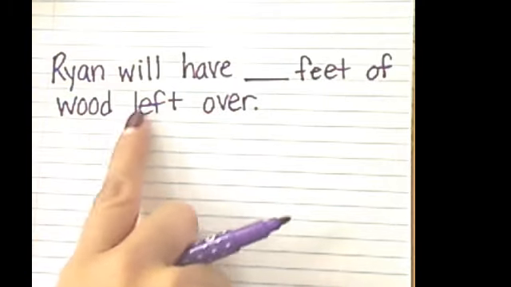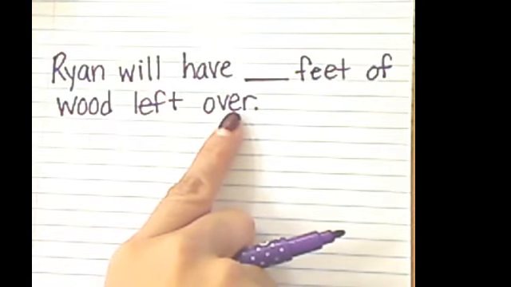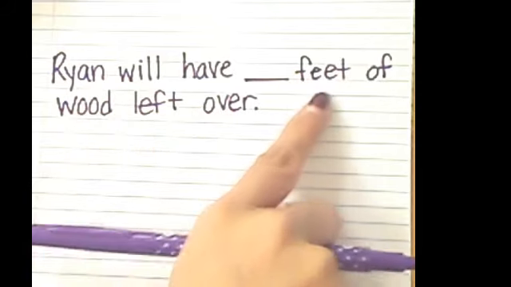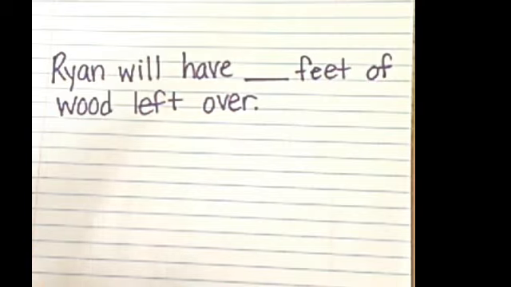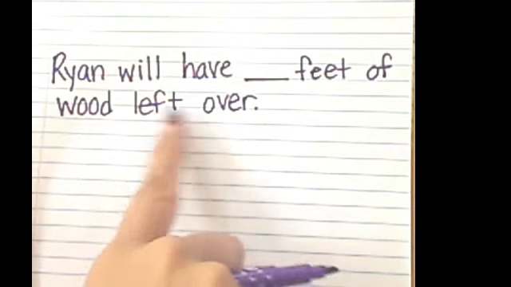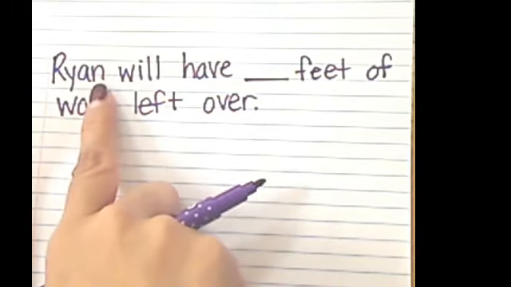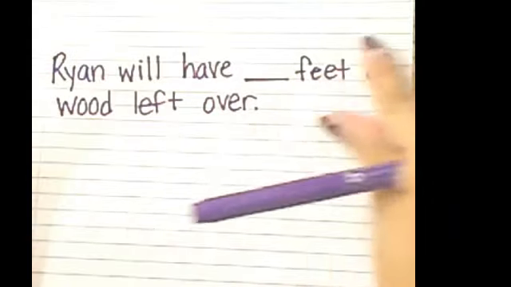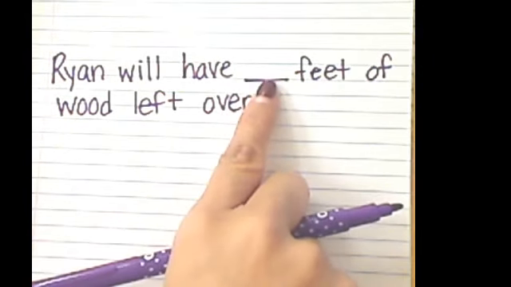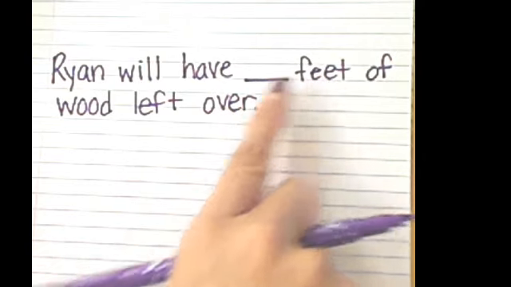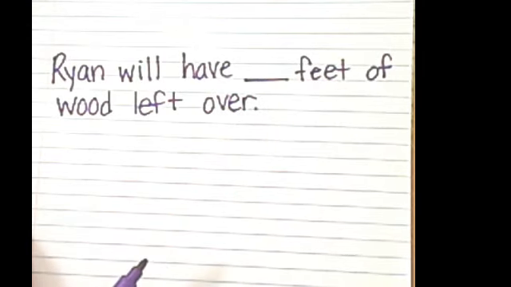Be as specific as possible when you're using your sentence frame, okay? So you want to say as many words as you can from the question. And it did mention things about wood. How much would he have left over? And his name is Ryan, okay? So I've got my sentence frame here. So I know that I'm going to have a number that represents the feet of wood that's left over, okay?